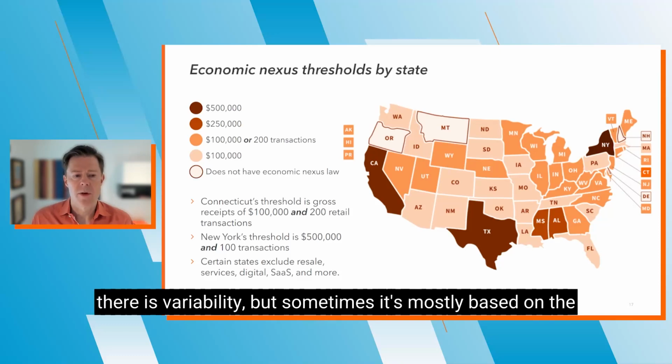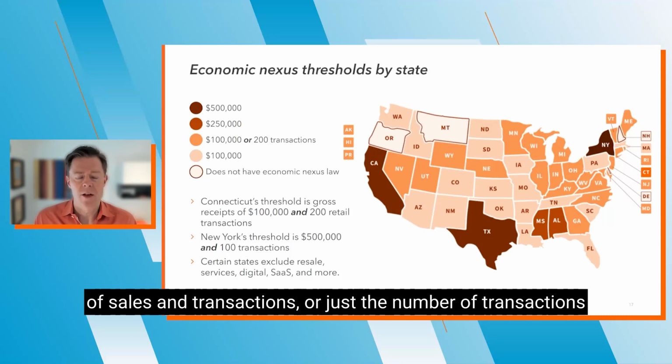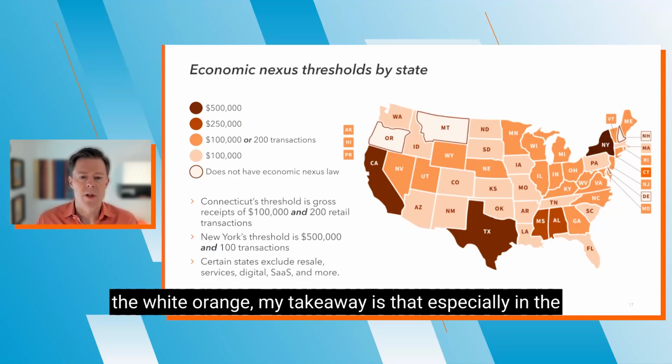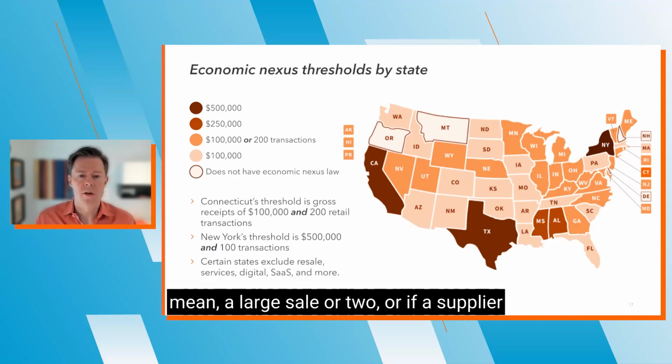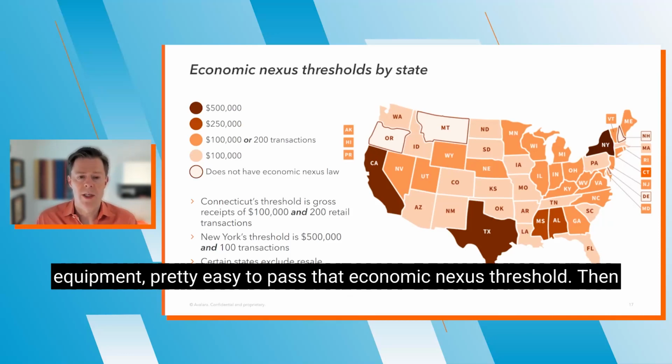First, there is variability. Sometimes it's mostly based on the number of sales, but sometimes it's based on a combination of sales and transactions, or just the number of transactions as an alternative. So if we look at, for instance, the light orange, my takeaway is that, especially in the B2B space, this is not a particularly high threshold. If a supplier is selling, say, a $100,000 piece of equipment, it's pretty easy to pass that economic nexus threshold.